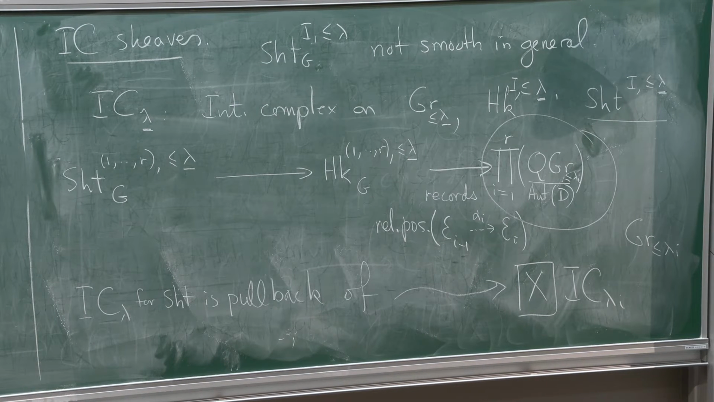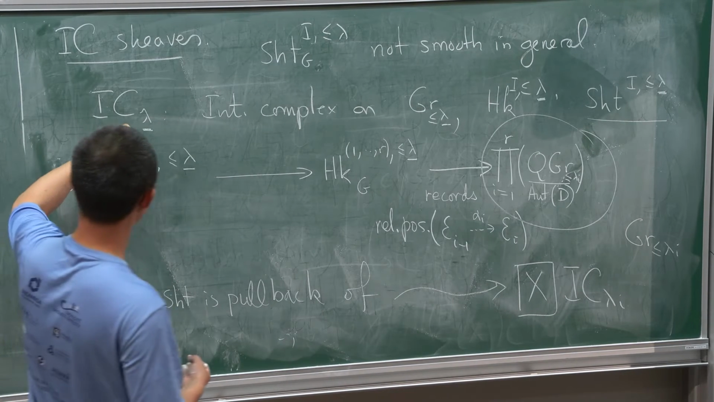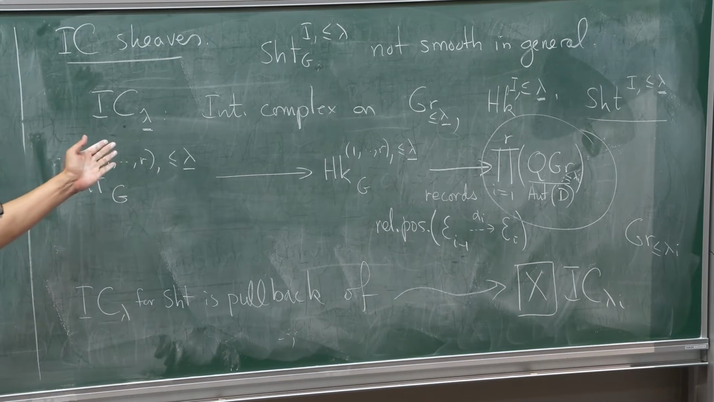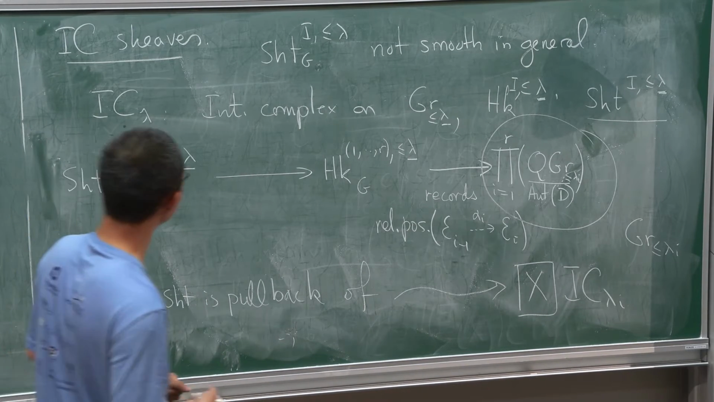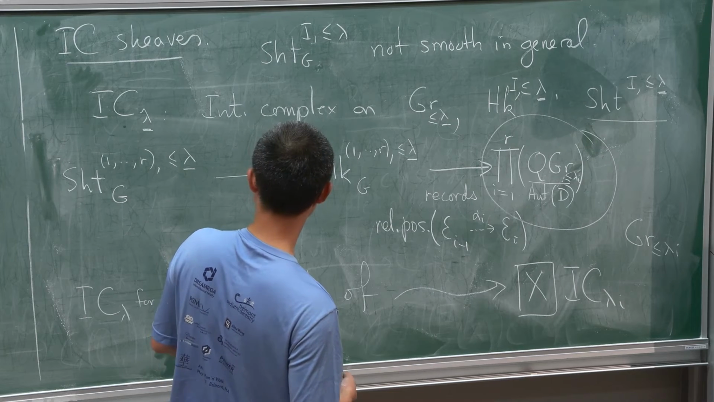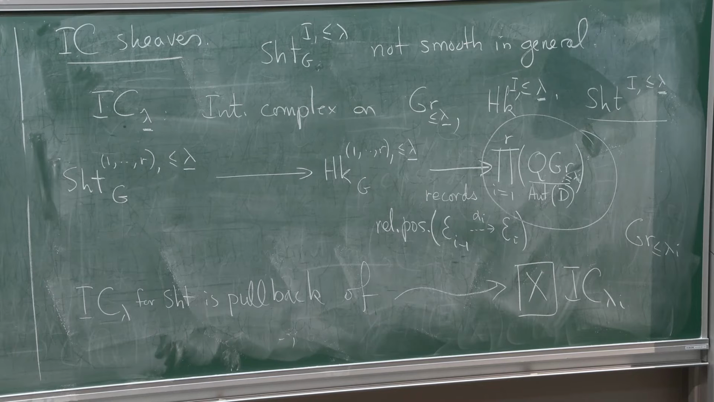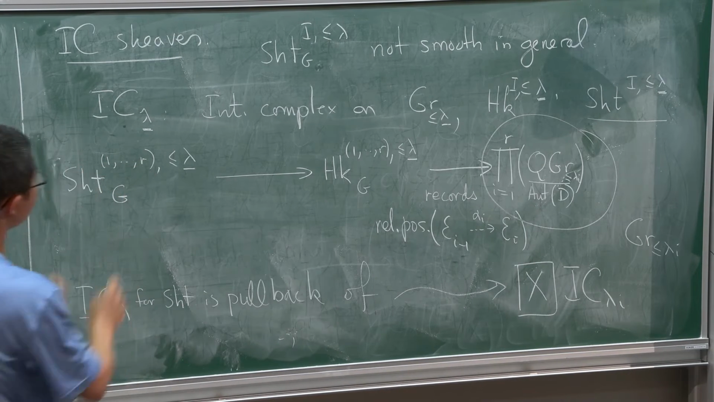So you may wonder, probably in practice, we maybe only need to work with a minuscule lambda. Why should we worry about singularities here? But in fact, in Vincent Lafforgue's work, it's crucial to use all lambda and also the freedom of having multiple legs.